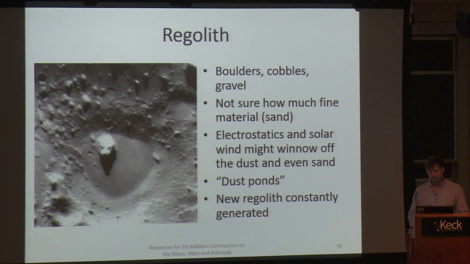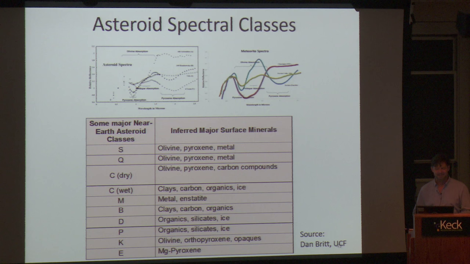Spectral classes is a huge subject, so I'm only going to show a few of the different spectral types. S-type means stony: minerals like olivine, pyroxene, and also metals. C is carbonaceous. That includes clay minerals and carbon compounds. The clay minerals have a lot of hydrogen, hydroxyl, and/or water, perhaps 20 or 30% water in the clay minerals. M-type would be the metals. And then there are others.